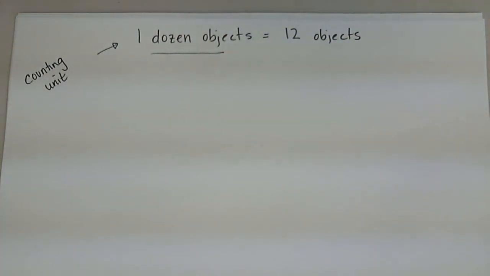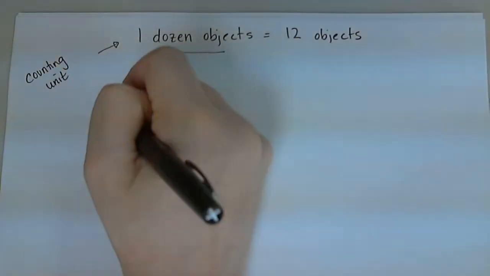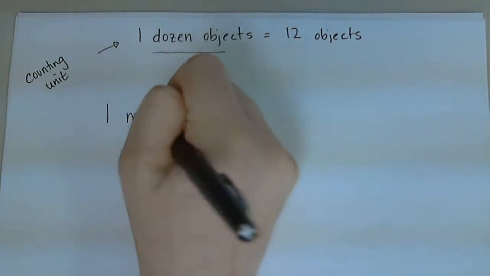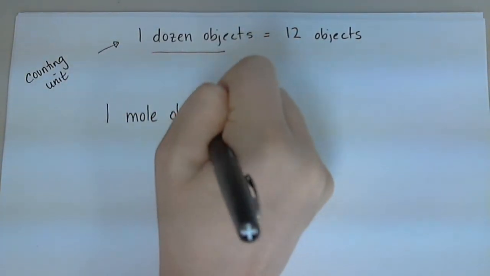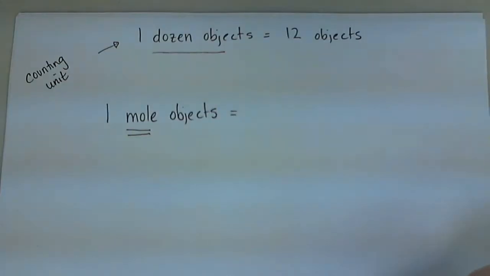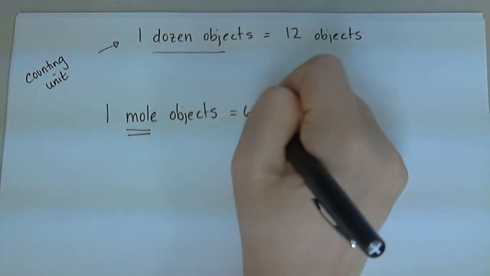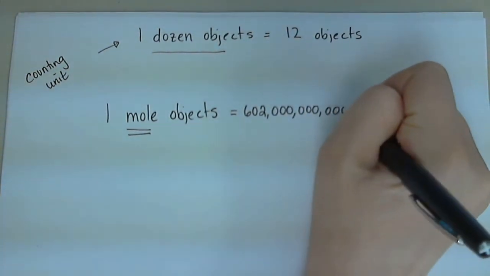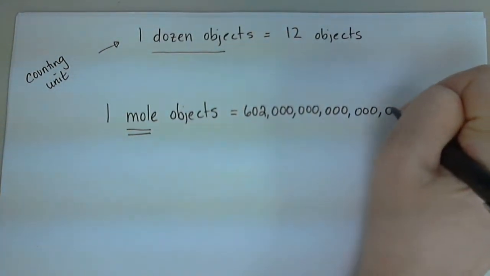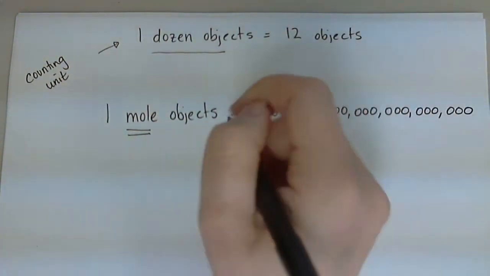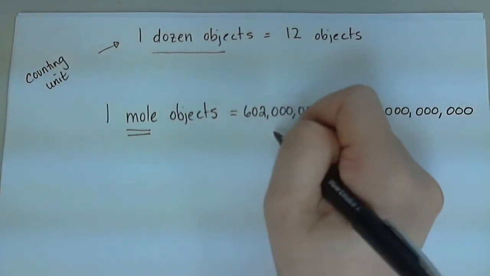So in chemistry, what we use as a counting unit is called the mole. Okay? And what we say is that 1 mole of objects is equal to 602 sextillion objects. So I'm going to write that number out because that's a big one. 602, and that's 21 digits after it. 602 sextillion objects.